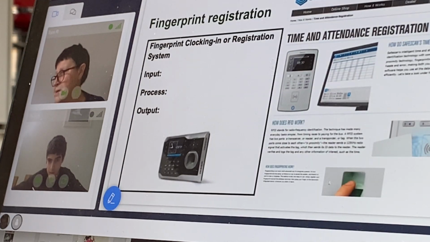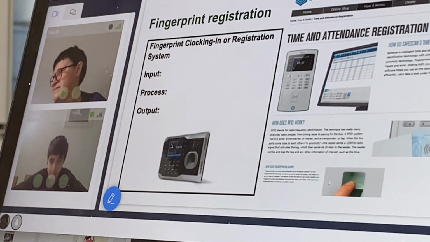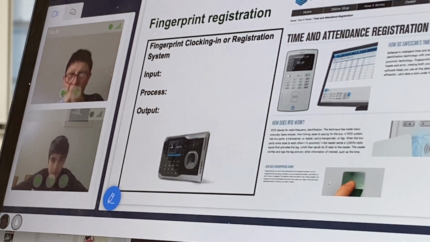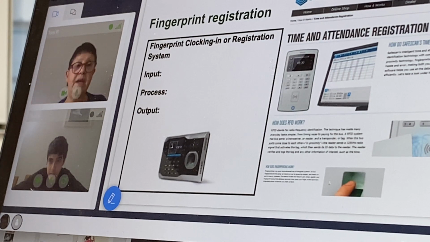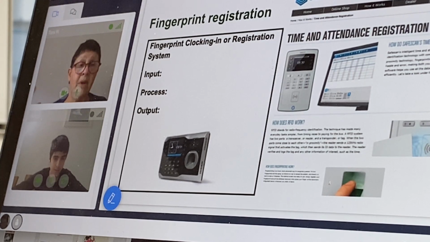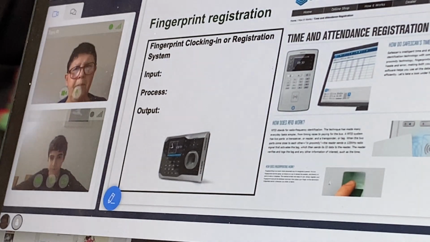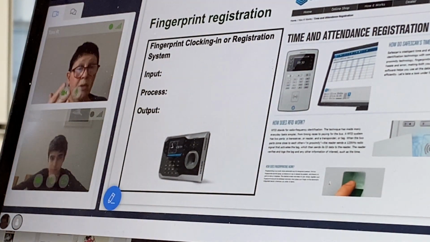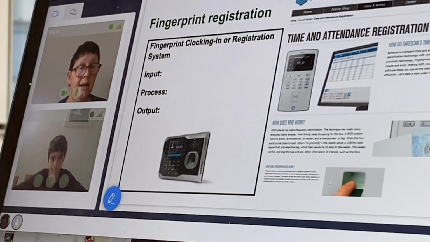Yeah, how about this one? Fingerprint clocking. Yeah, so a fingerprint registration system. So these are used quite widely, and they all look quite different. But if it's a fingerprint one, and I know some schools have these in their canteens. Do you know of these? Yeah, my one used to have. My one has one. Perfect. So you know exactly what I'm talking about.